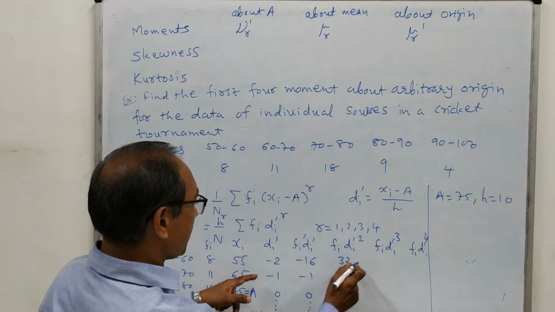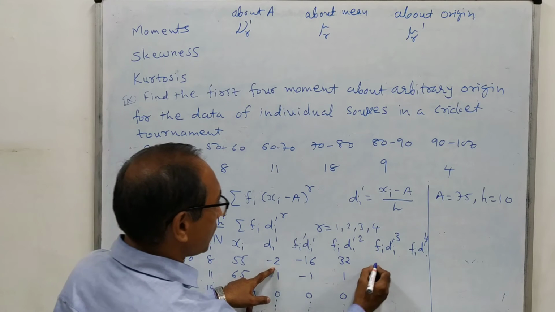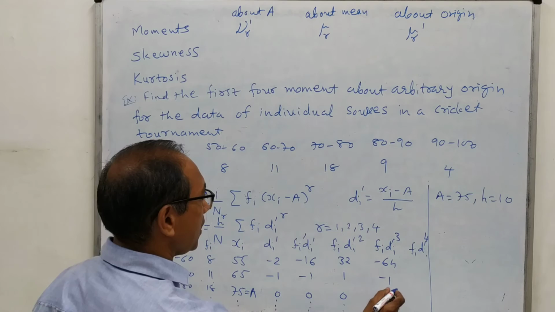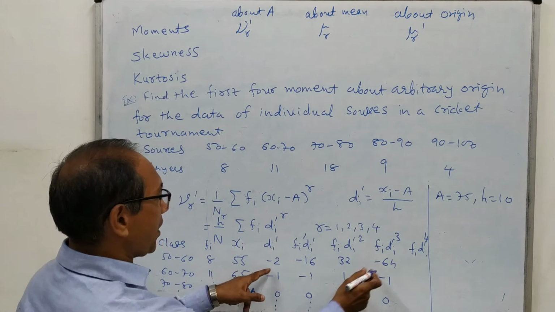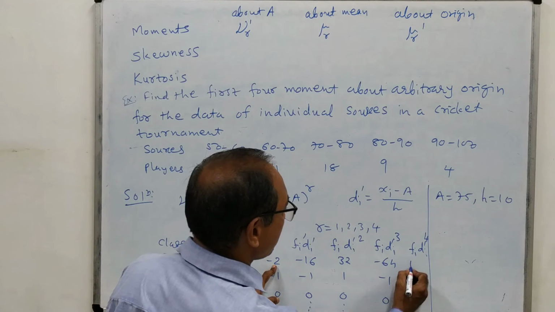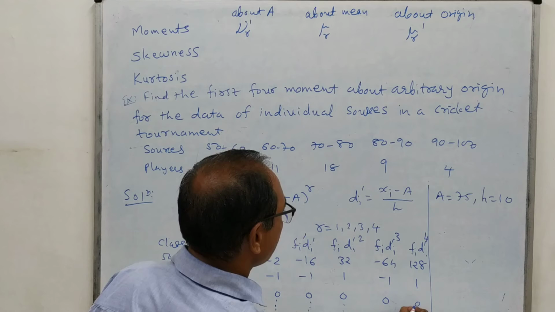Fi di dash cube, that means this into di dash. Minus 32 into minus 2, that means minus 64. 1 into minus 1, that is minus 1, 0, etc. Fi di dash raised to 4 you can find out by multiplying this one. Minus 64 into minus 2, that means 128. 1 into minus 1 is 1, and 0 for the other values.